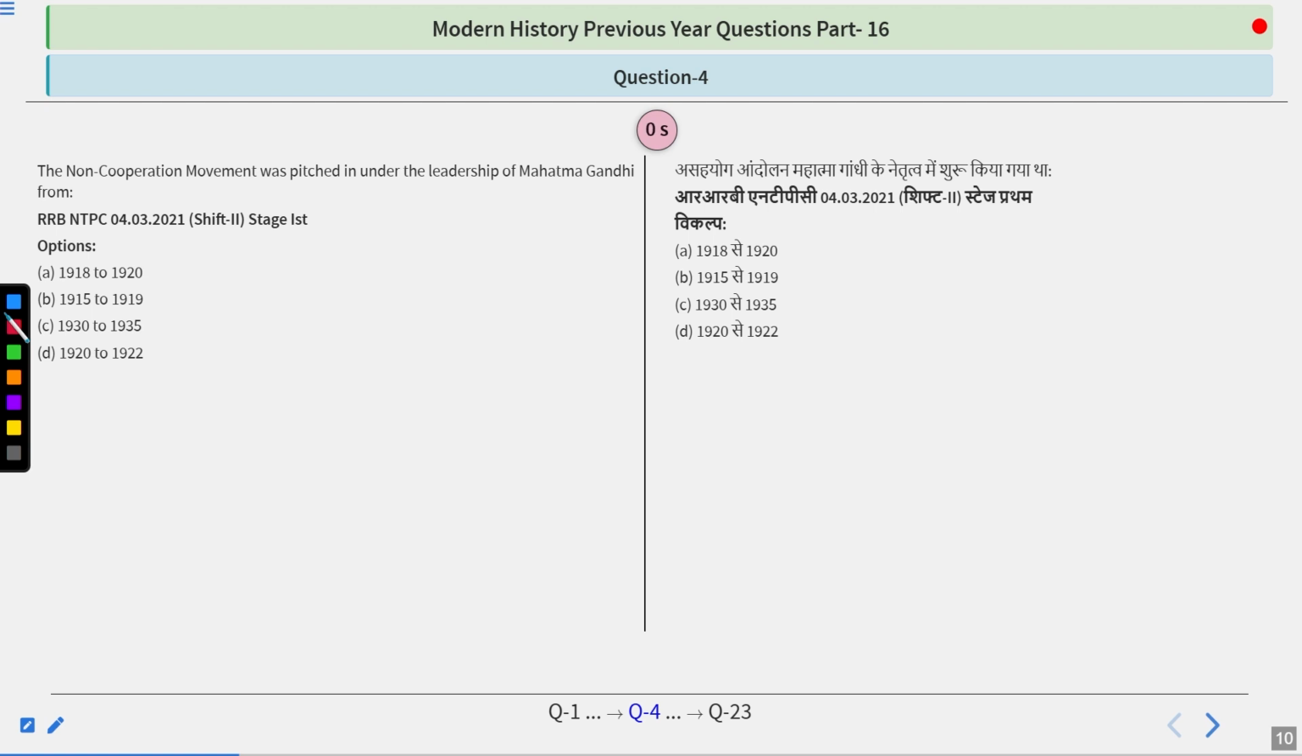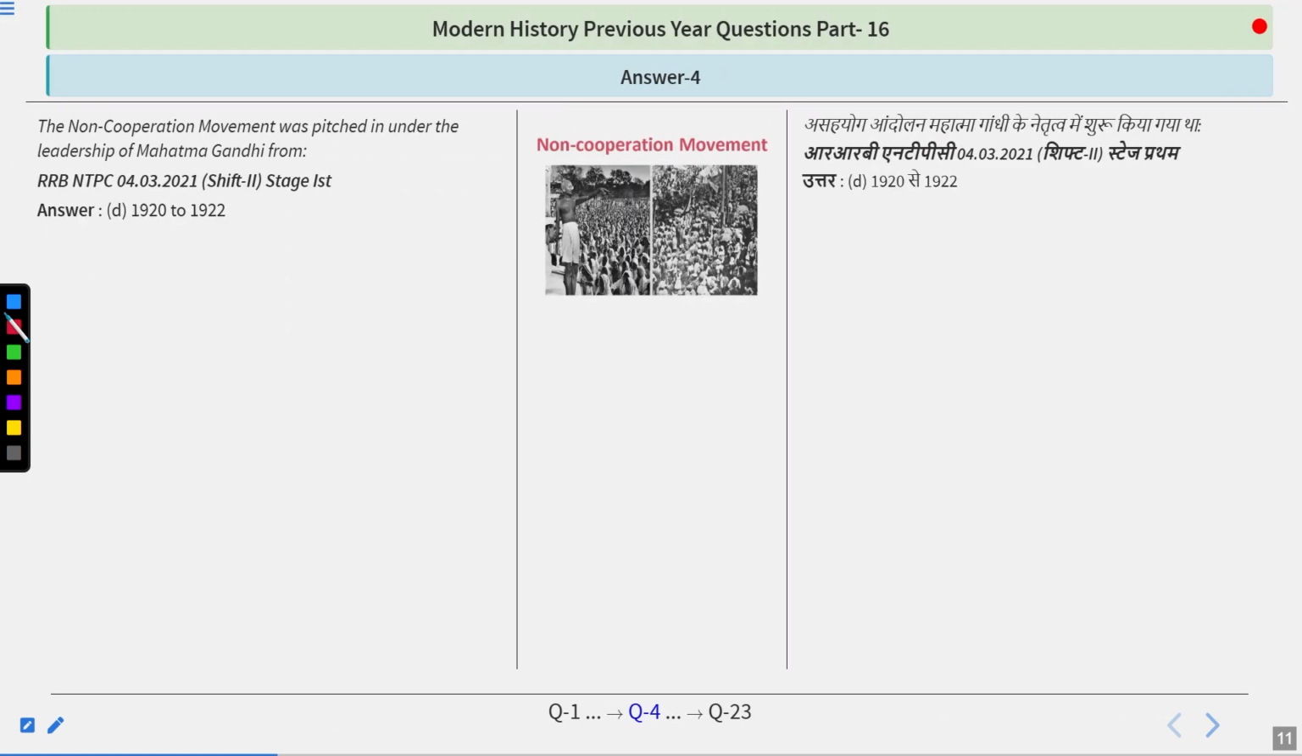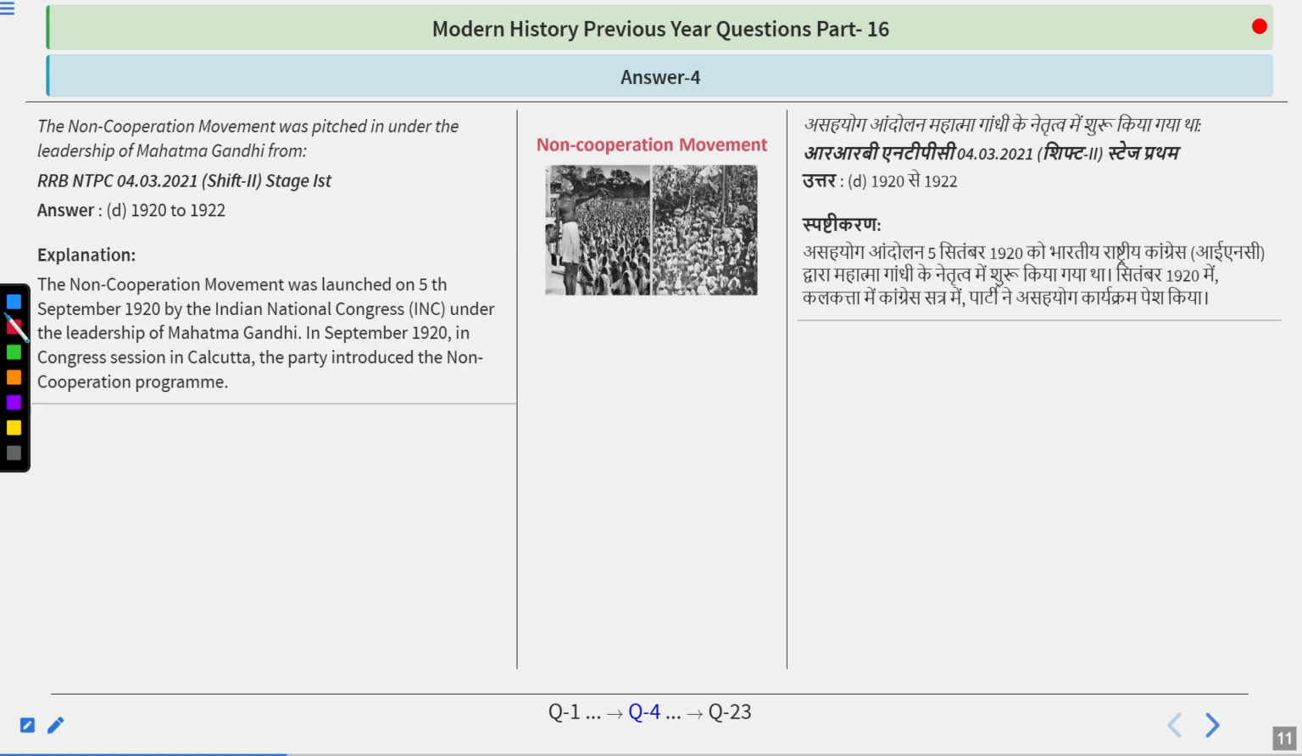So non-cooperation movement is very simple, and we know that it ran from 1920 to 1922. Remember one more thing, that non-cooperation movement was started on the death day of Bal Gangadhar Tilak. So non-cooperation movement was launched on 5th September 1920 by the Indian National Congress under the leadership of Mahatma Gandhi. In September 1920, in Congress session in Calcutta, the party introduced the non-cooperation program.